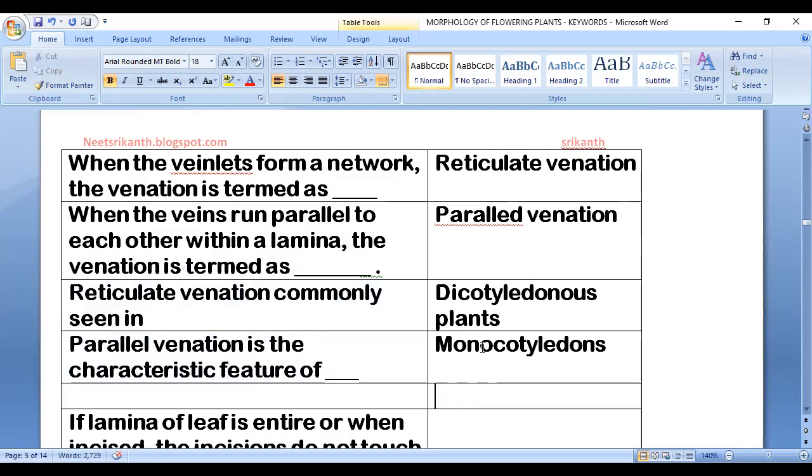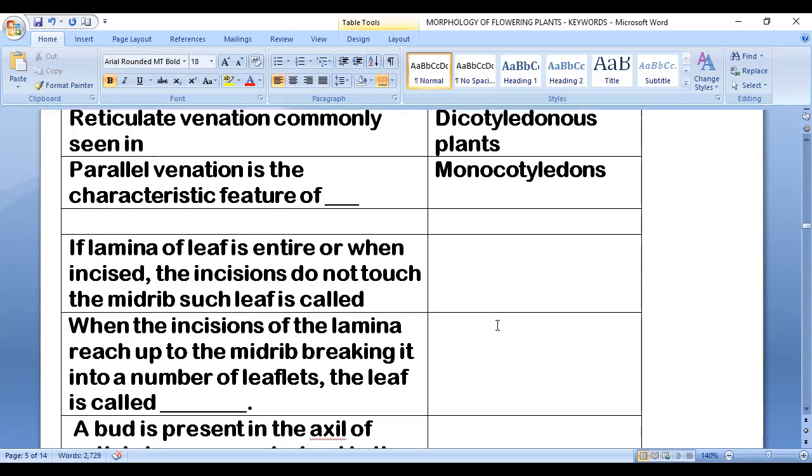If the lamina of a leaf is entire or well incised, and the incisions do not touch the midrib, such a leaf is called a simple leaf. When the incisions of the lamina reach up to the midrib, breaking it into a number of leaflets, the leaf is called a compound leaf.